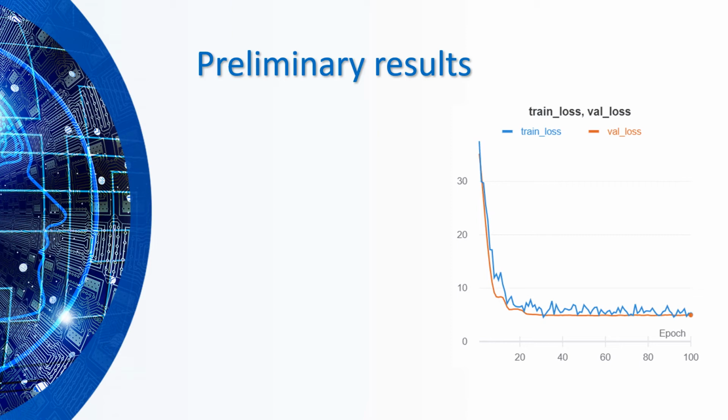You can see we have training loss and validation loss here. Loss basically measures the differences between the predicted output and the true value of the label. As you can see, as the training goes on, the loss decreases, and eventually it comes to a steady value, which is approximately 5.